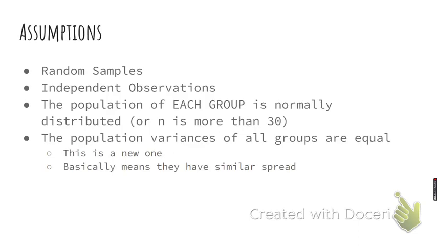The population variances of all groups are equal. This is the new one. We haven't seen this before. Variance, if you remember all the way back from Unit 1, which I know you don't, but variance is standard deviation squared. So essentially it's saying that all the groups and the means should have similar spread. You don't have one data set that's basically the same number over and over, and then one data set that's completely all over the place, because you can't compare good data and bad data to each other and it makes for a bad study.